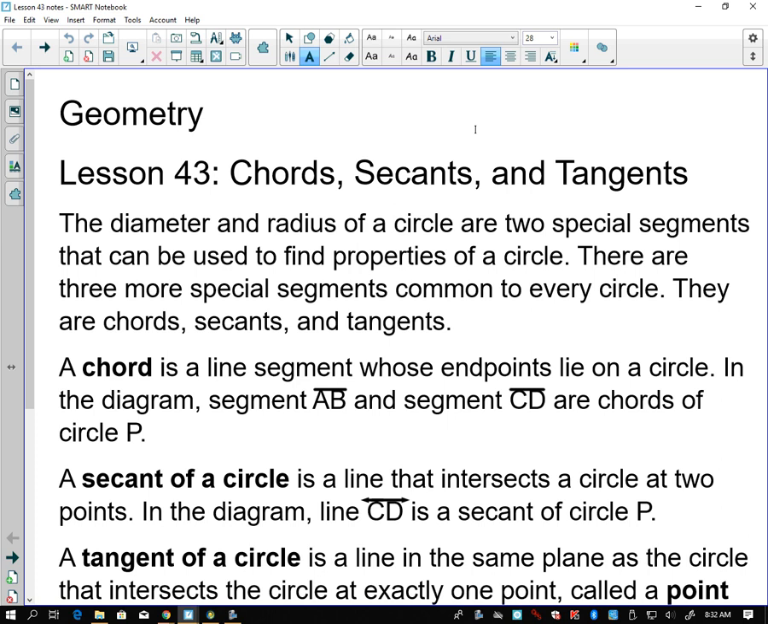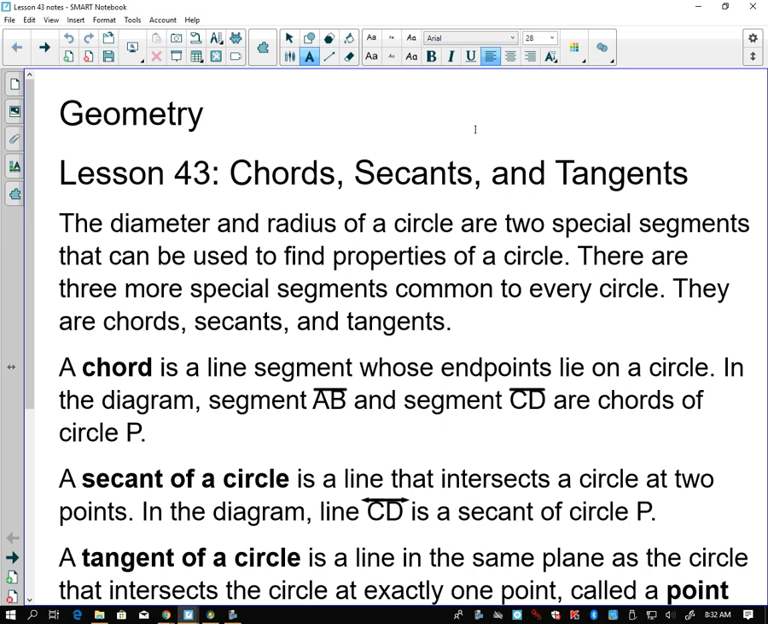We should understand what a diameter is, right? It's a line that cuts through the center of a circle, and it has its endpoints on the circle, right? Radius has one endpoint at the center of the circle, the other endpoint on the circle itself.